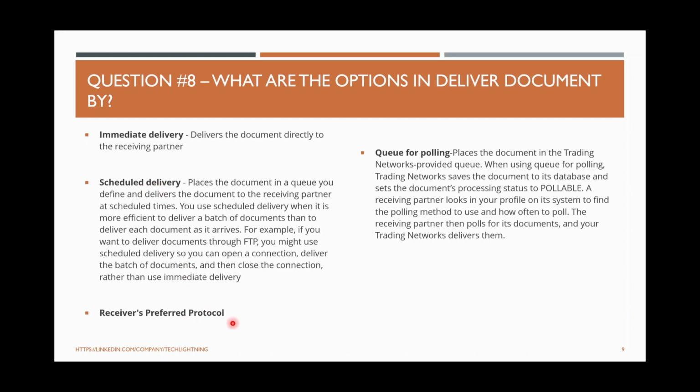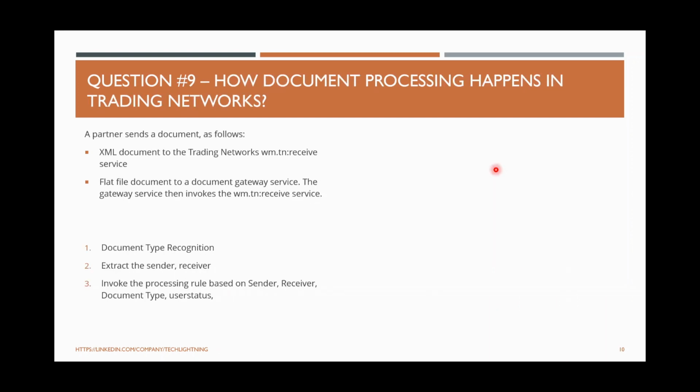And also receiver preferred protocol. If you select this option, it will check your partner profile to see which protocol to select and what option to use to send it to the partner. So it will refer to the profile. And queue for polling: here, whenever a document arrives, it will put it in the queue. Whenever the trading network partner requests, they can go and get whatever is available in the particular queue. I'll move on to the next one.